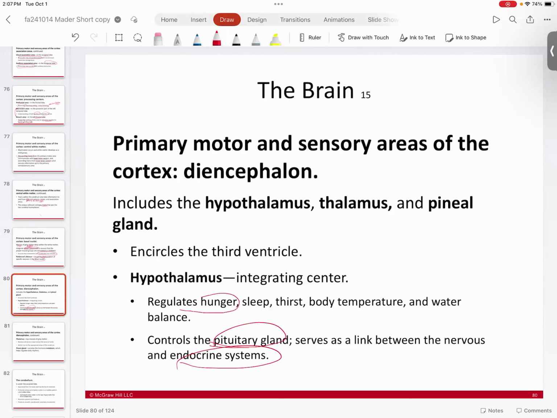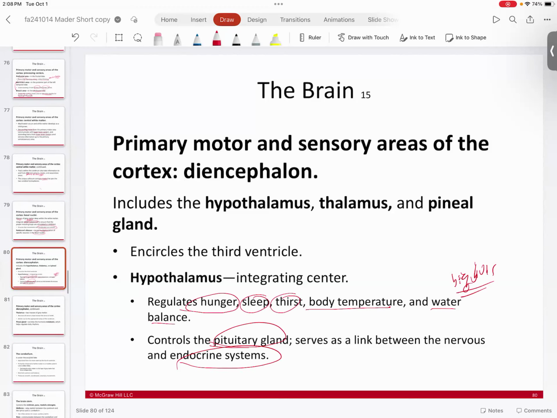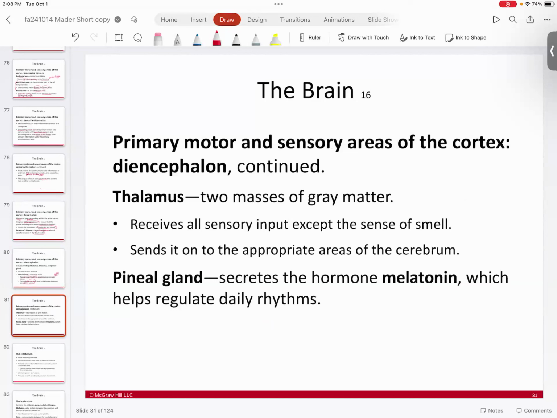It basically is regulating your hunger, your sleep, your thirst, your body temperature, your thermostat in your body, and of course your water balance. So these are really big jobs that your hypothalamus has to do. So these are really functional things. So you have to make sure you get all these right. So your hypothalamus is in charge of those really critical functions.